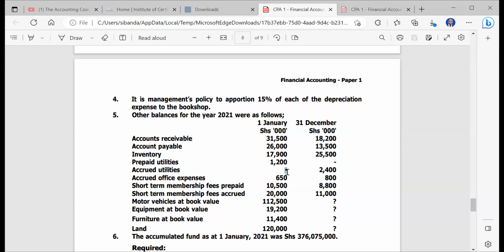Balance brought down. If I had it, I would put it on the credit side, the opposite side of what I've done by this, because accrued utilities are liabilities. So their opening balance is on the credit side. So I'll put it on the credit side. But then I have a balance carried down. Now this will be put on the debit side. The 2,400 will be on the debit side.